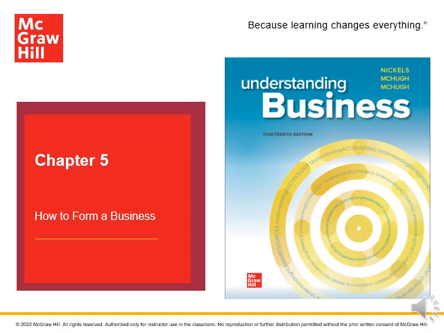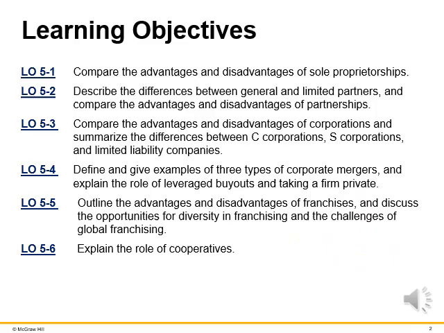In Chapter 5, we're going to talk about how to form a business. For all you entrepreneurs out there, this is going to be a pretty interesting chapter to really pay attention to and may just make you decide whether or not you're going to form your own business in the future, because there's a lot of information to take in and understand, as well as legal items that you will need to take into consideration. There are 6 learning objectives for this chapter.